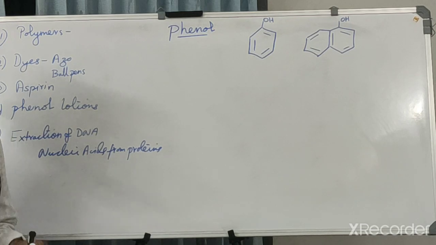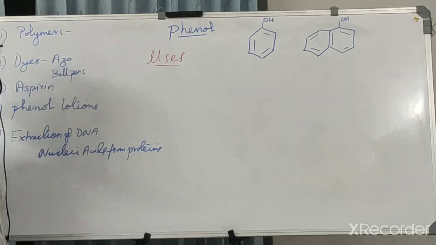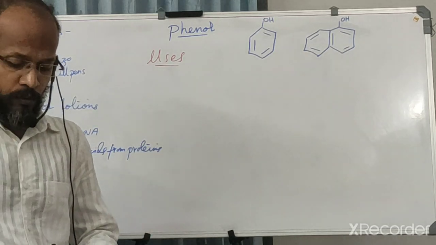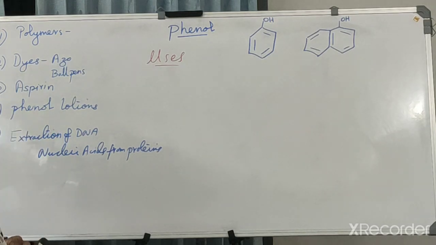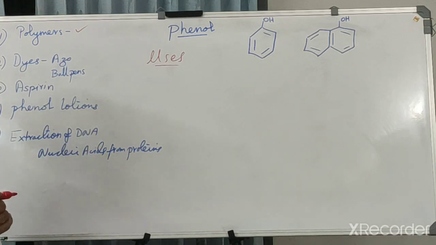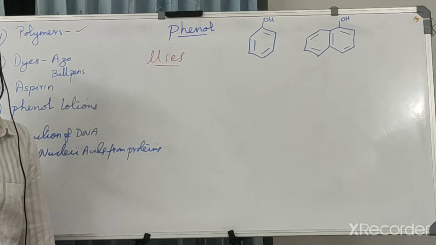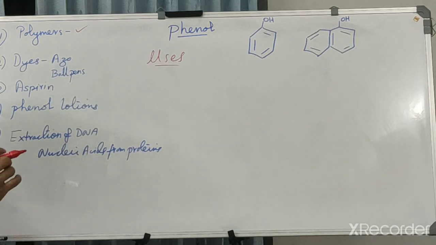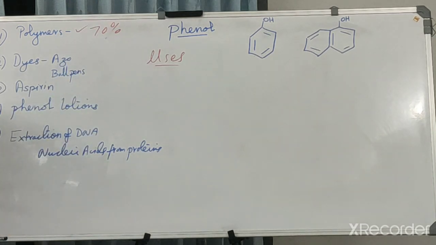And what are the uses of phenols? Almost 70% of the phenol that is produced is used for the preparation of consumable material, especially polymer compounds. We know that phenol formaldehyde resins are very well known, especially Bakelite is an example of such a compound. Above 70% is used for that purpose.